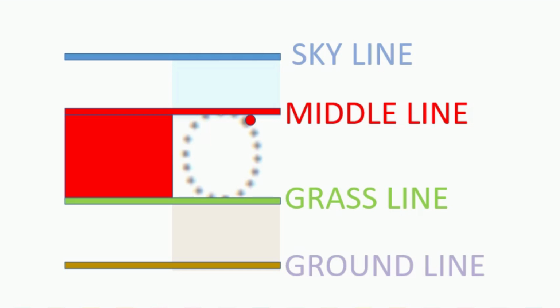So now you know the names of each line. The topmost line is called the sky line. The second line from the top is called the middle line. The third line from the top is called the grass line, and the fourth line from the top is called the ground line. When you look up, you see the sky, so it is called the sky line. When you look down, you see the ground, so the bottom line is called the ground line. And in the middle area, the top line is called the middle line, and the bottom line is called the grass line. So we have named each line.